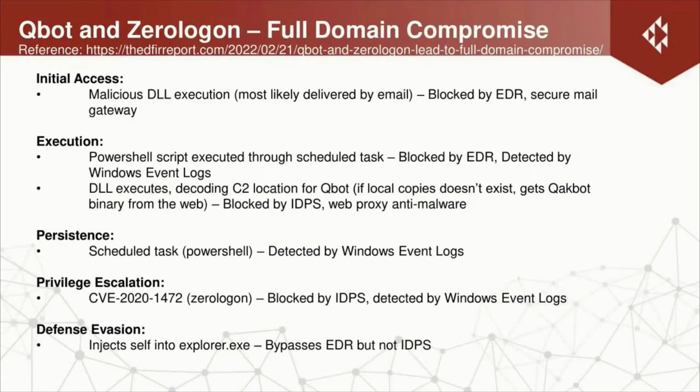So for initial access, we have malicious DLL execution, in this case most likely delivered by an email phishing attack. This could be blocked by EDR software. It could also be blocked by secure mail gateway implementation through signatures and malware detection. Assuming this is able to bypass that through a modified malware or a new strain, it would then be executed on the endpoint, or attempted to be executed. Again, this could be blocked by EDR.